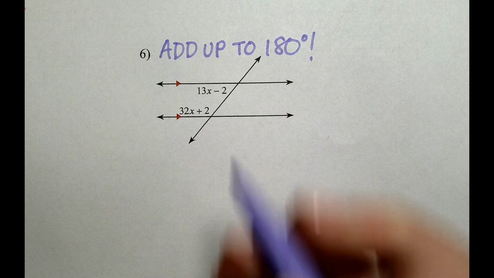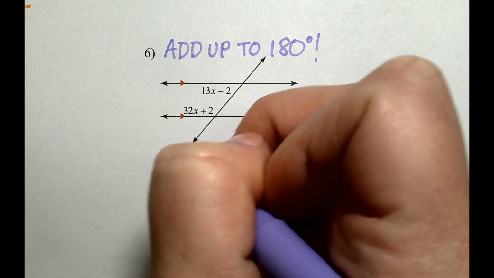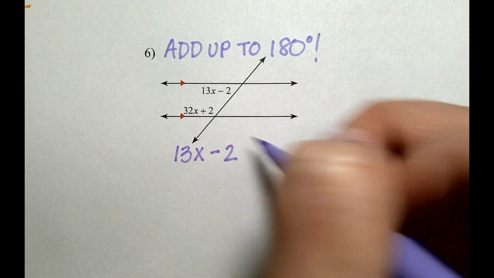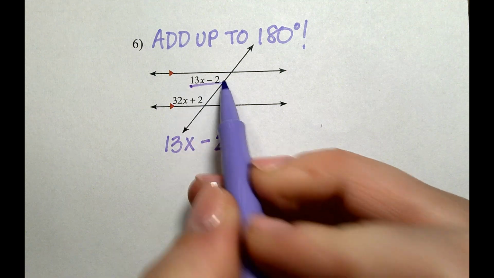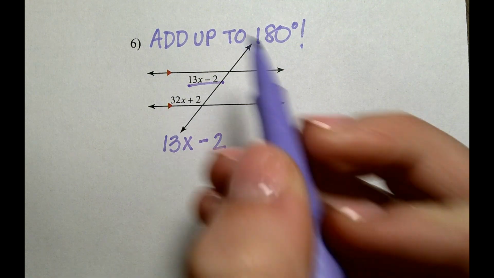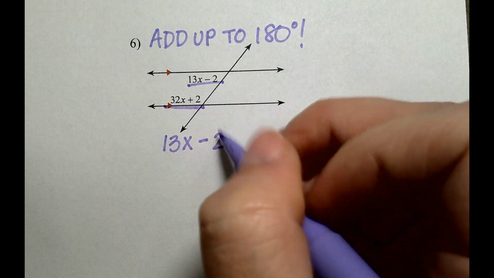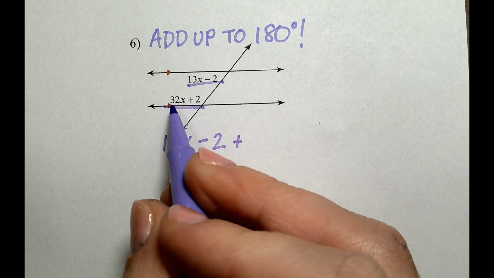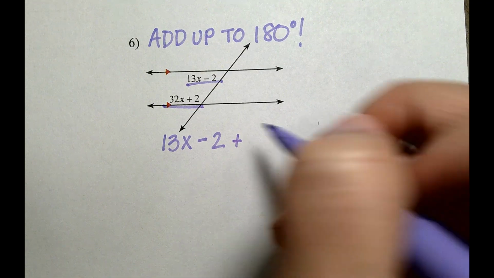13x minus 2 plus 32x plus 2. Yes. 13x minus 2 is my first angle. I'm going to add that to my second angle. All we're going to do is just write all those values. So 13x minus 2 plus 32x plus 2.